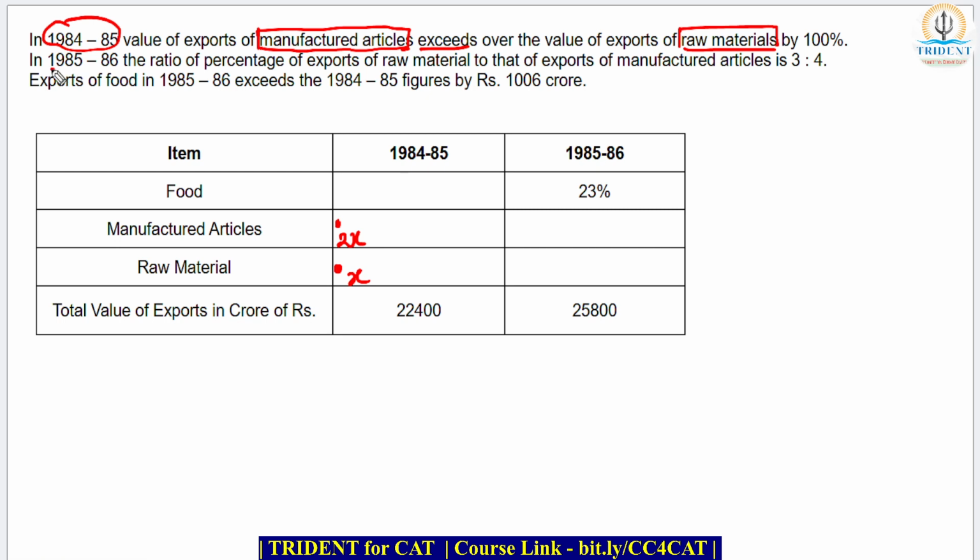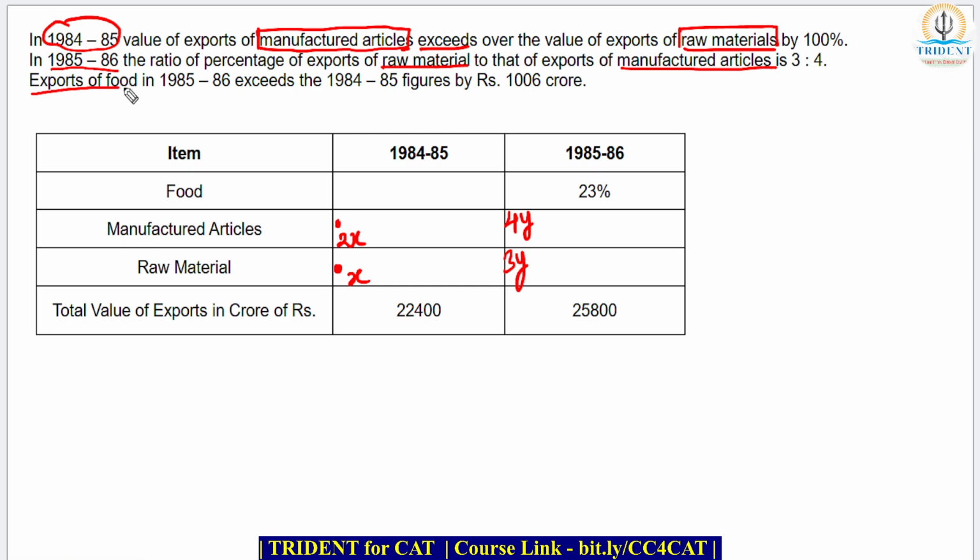In 85-86, the next line says the ratio of export of raw material to that of export of manufactured articles is 3:4. Now we are talking about 85-86, and raw material to manufactured article is 3:4. So you can say this is 3y, and this one is 4y. The variables 3y and 4y also help me predict that these values will be a multiple of 3 or a multiple of 4. That's it, nothing else.